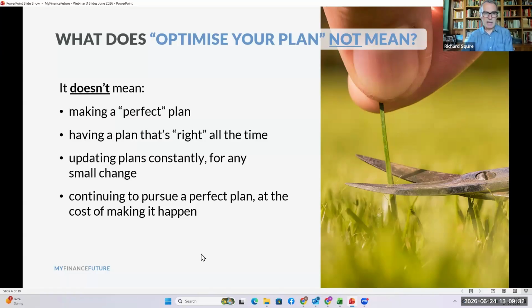Make the big decisions, recognize when something's changed that means you should reconsider them, and accept some small changes, maybe market movements which aren't significant. You just roll with those and accept that your plan won't be 100% perfect all the time. And the final thing is, don't keep trying to make the plan perfect at the expense of not actually acting on it, because that's where the real value happens. You can plan all you like, but if you don't act on the decisions you make, then it won't really help you in real life.